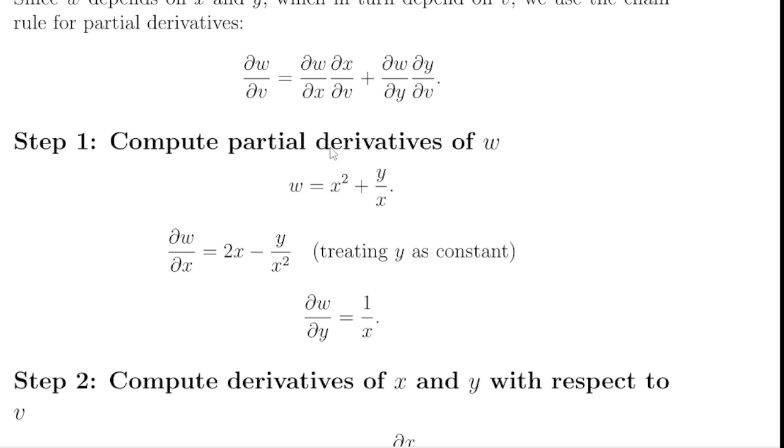Now we want to compute the partial derivatives. So let's start with w. W is x squared plus y over x. When we take the partial with respect to x, we get 2x minus y over x squared. And we take the partial with respect to y, that's just 1 over x.